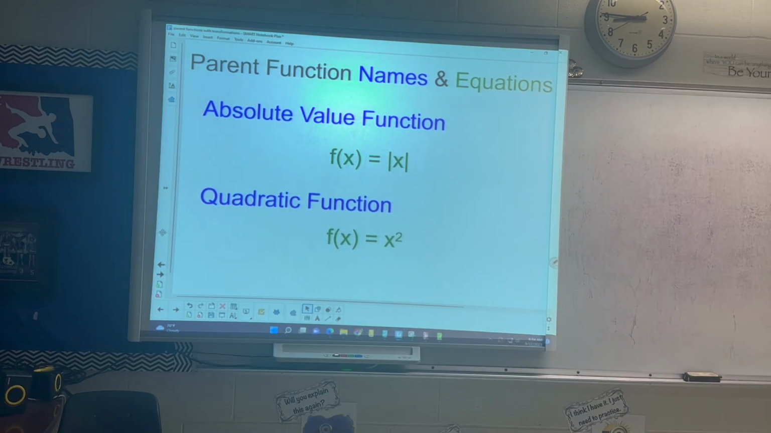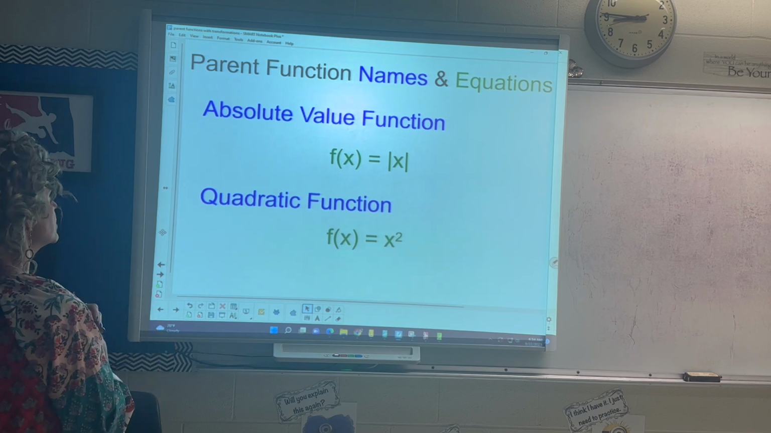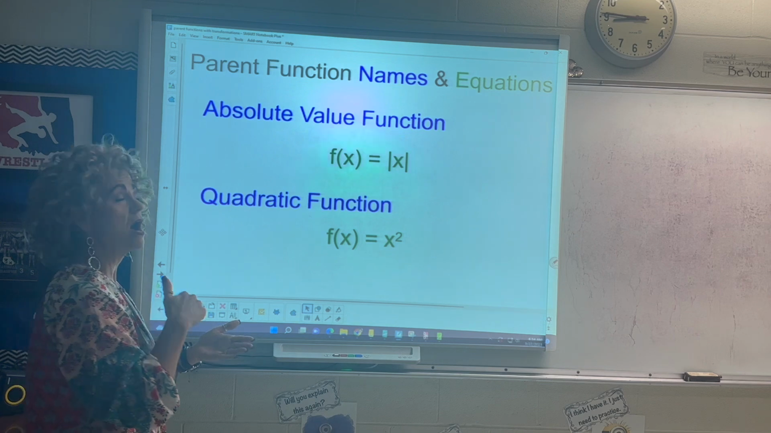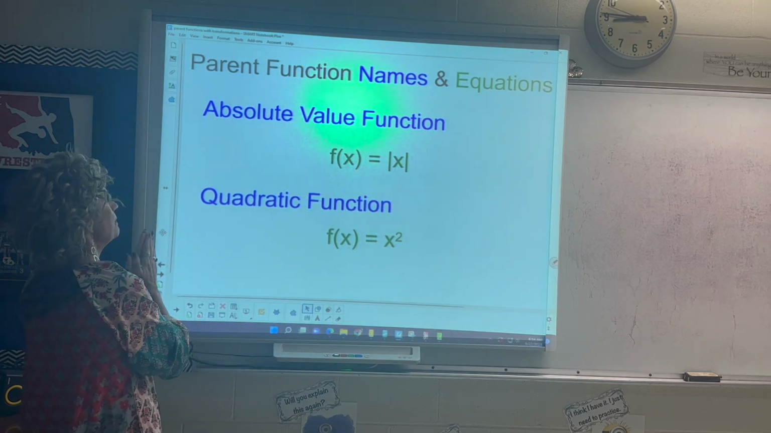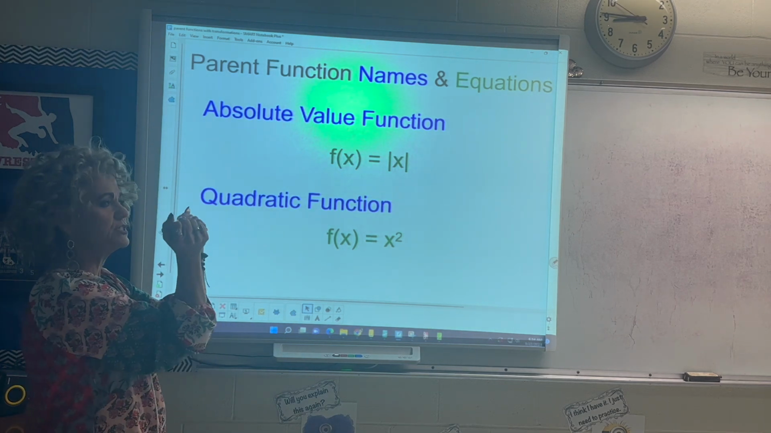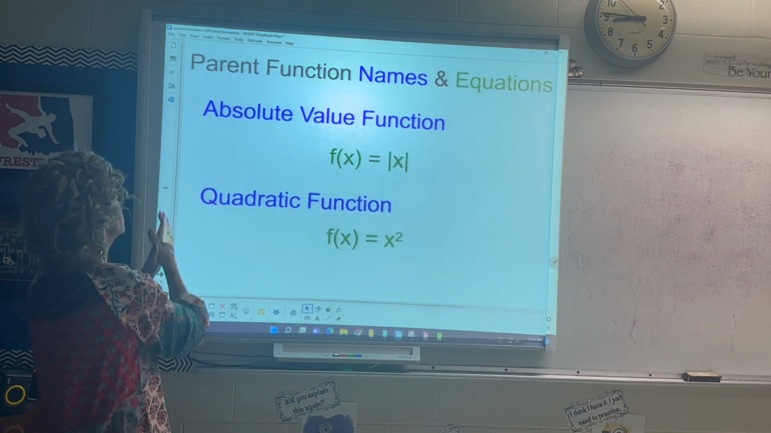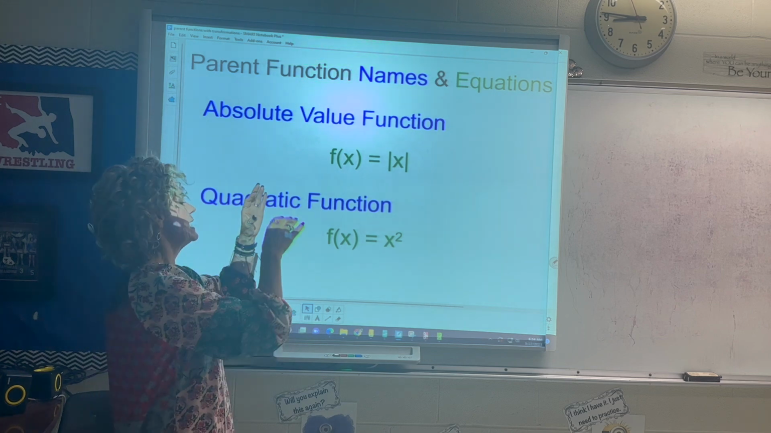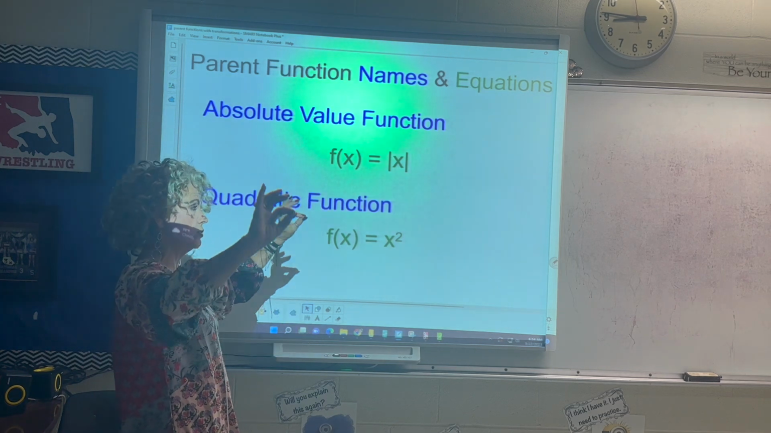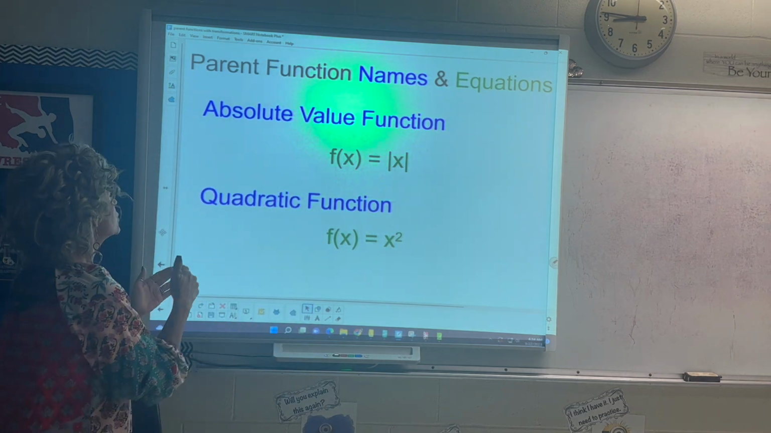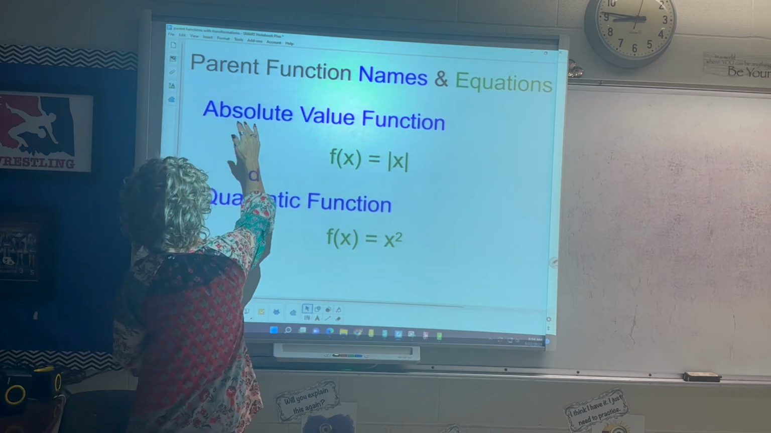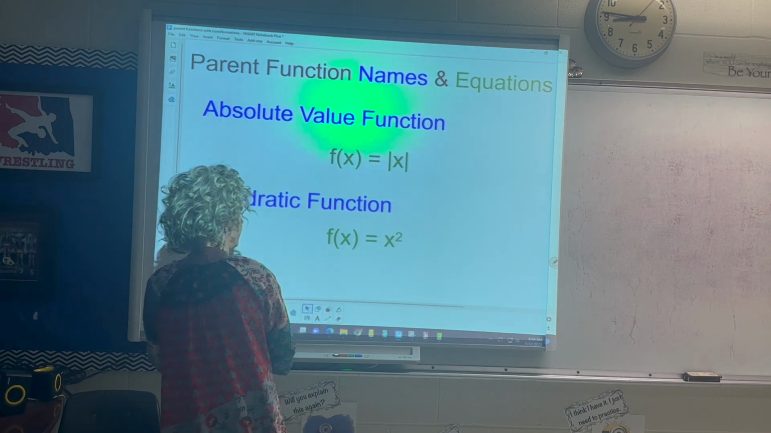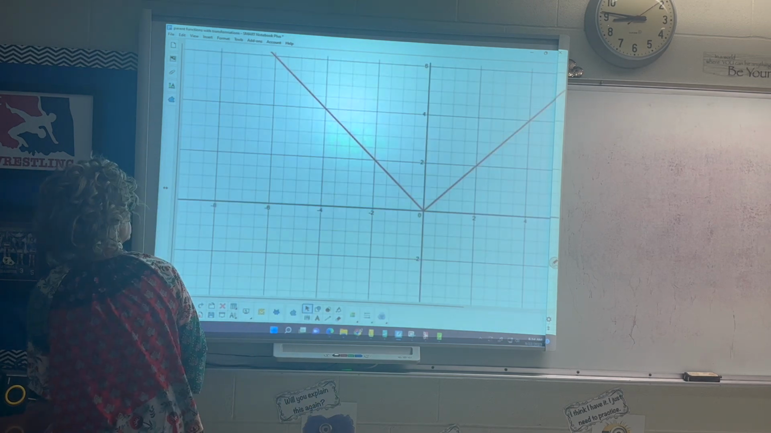Our knowledge on our parent functions. Now, what we have gotten so far is we've gotten our absolute value function. That is the name of the parent function. And remember, that equation looks like a nice, pretty, taut, pointy V. And then we have our quadratic function. Our quadratic function is a nice, smooth U, okay? So we have to know the names of our functions and the equations of our functions, okay?